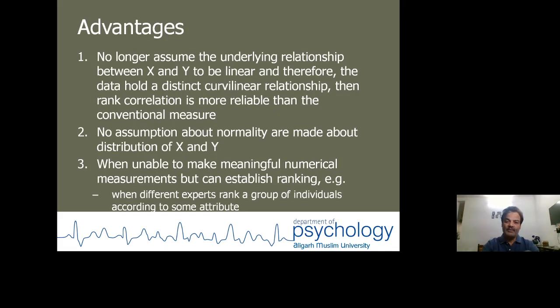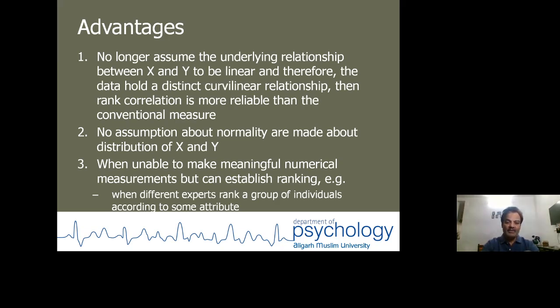Advantages of Spearman rank correlation. It no longer assumes the underlying relationship between X and Y to be linear, and therefore it can be used when the data hold a distinct curvilinear relationship. As in the case of Karl Pearson correlation coefficient, one of the assumptions is that the data set must be on a continuous scale, and the assumption of normality must be satisfied. If it is not satisfied, then rank correlation is more reliable than the conventional measure of correlation coefficient.